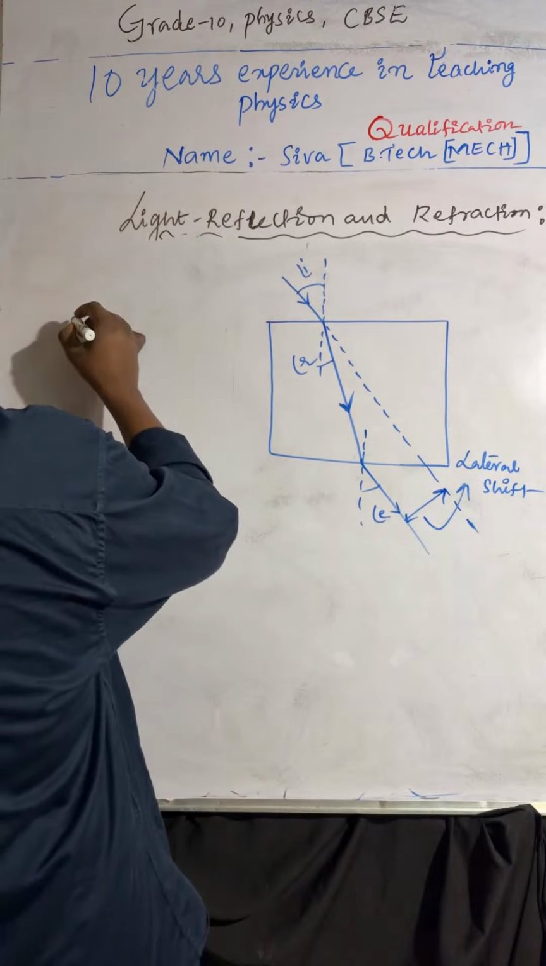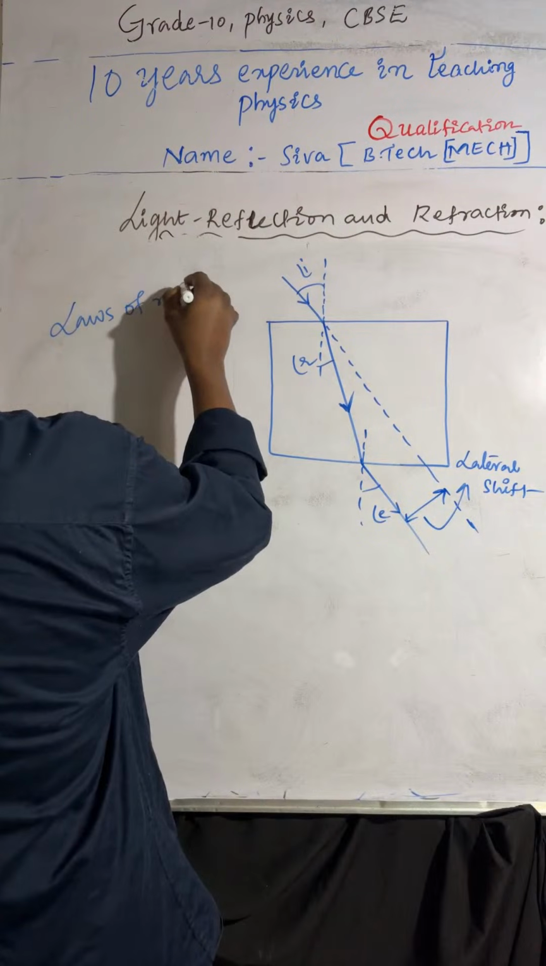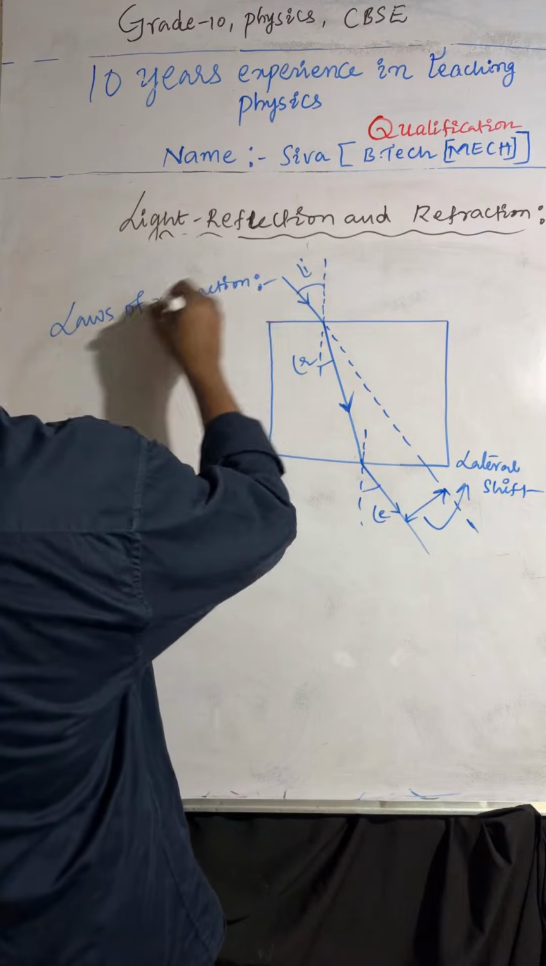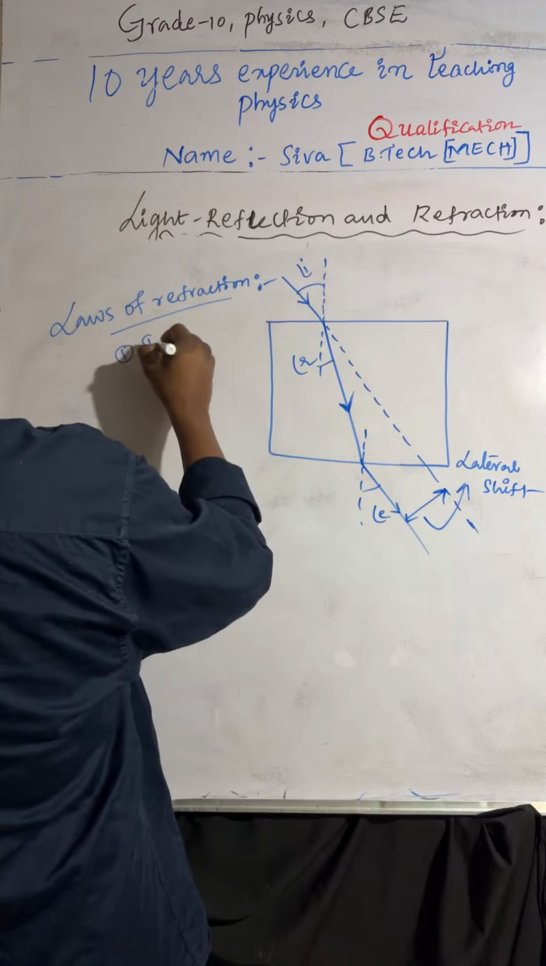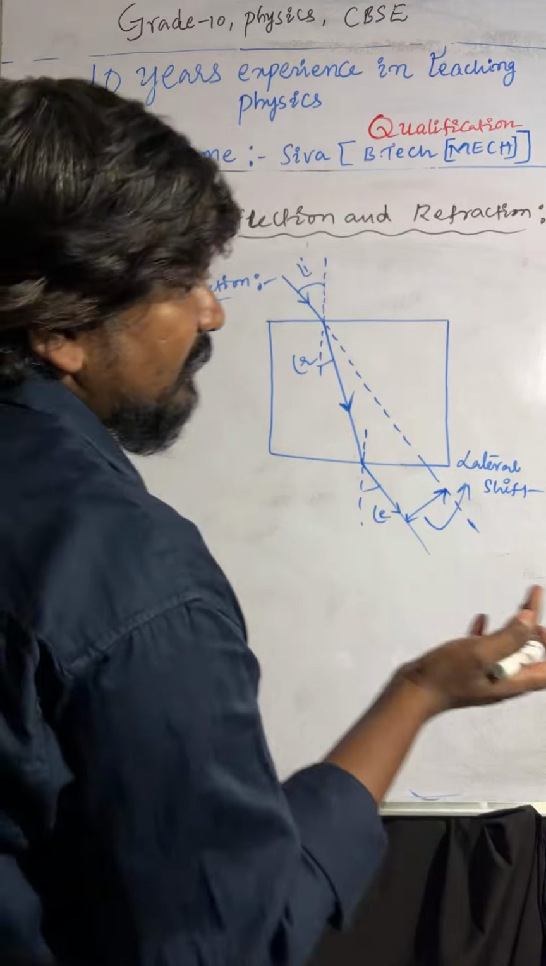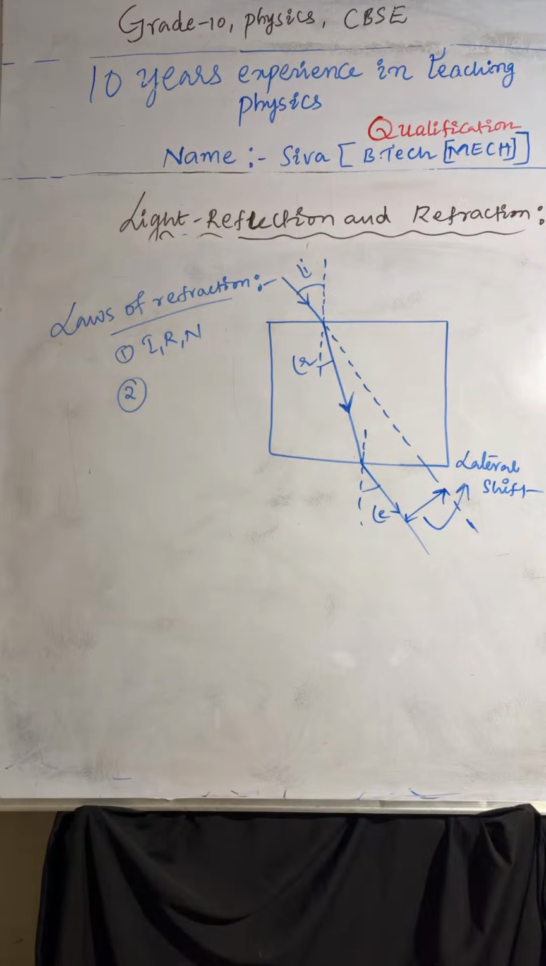So we know the laws of refraction. Point number one: the incident ray, refracted ray and normal line lie on the same plane. So that is point number one.